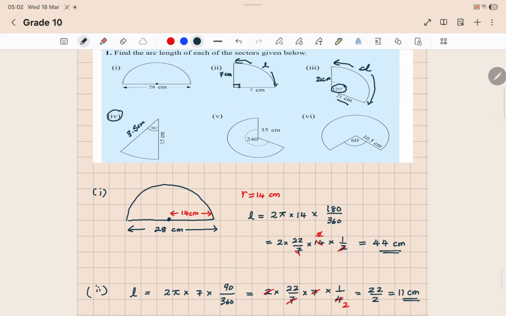Right, let's look at the next one. So next one, what is the angle? 240 degrees, radius is what? 35 centimeters.